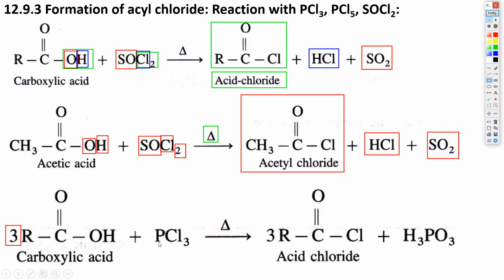And in PCl3 there is 1 phosphorus atom and 3 chlorine atoms. So firstly we will form its minor product, that is 3 hydrogen atoms. How 3 hydrogen atoms? Its coefficient is 3, so H3. Then 1 phosphorus atom from PCl3.